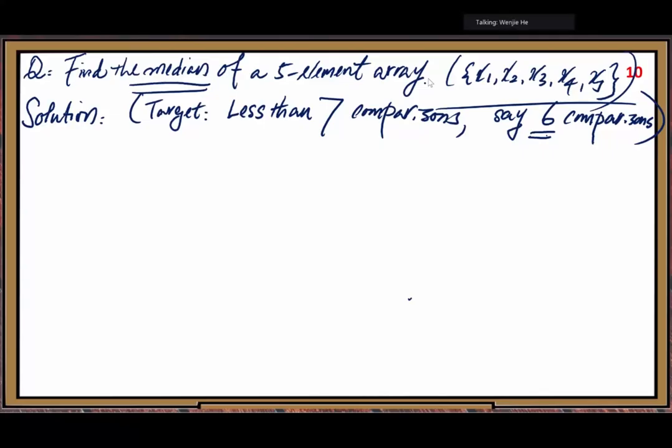If you can solve it with 6 comparisons, then you can try 5. But nobody can make 5 comparisons work. So 6 comparisons are already good enough. All right. Now, round 1.